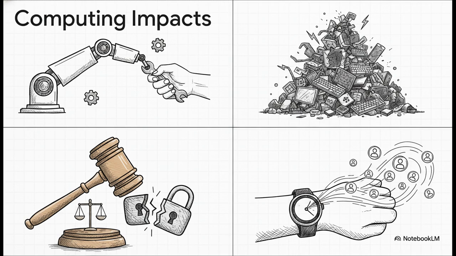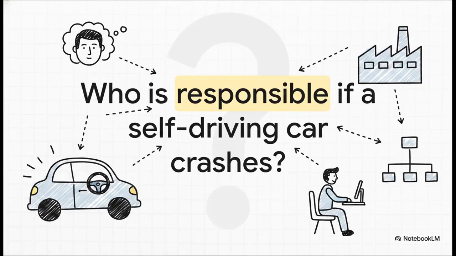Legal impacts cover strict laws around data protection and IP theft, and privacy impacts relate to things like smartwatches constantly vacuuming up our personal data. And this brings us to the ultimate thought experiment for your exam. If a fully autonomous, self-driving vehicle makes a decision that results in a crash, who is legally and ethically responsible?